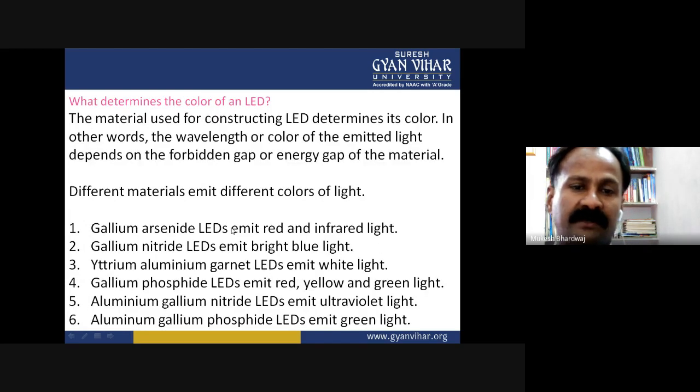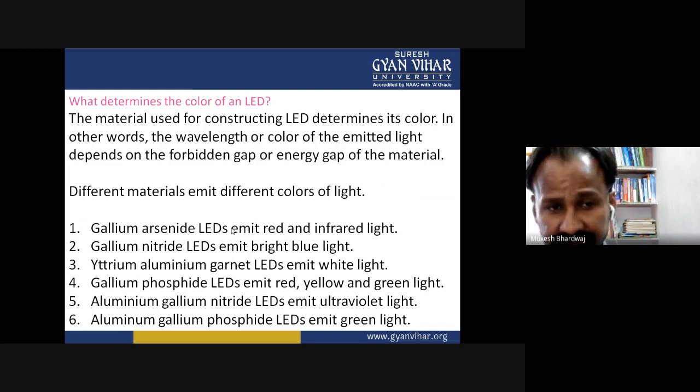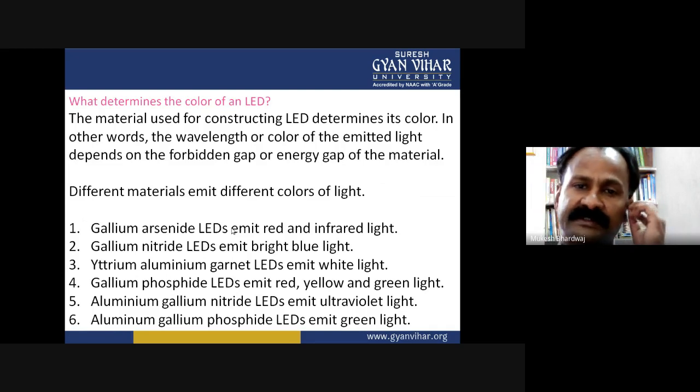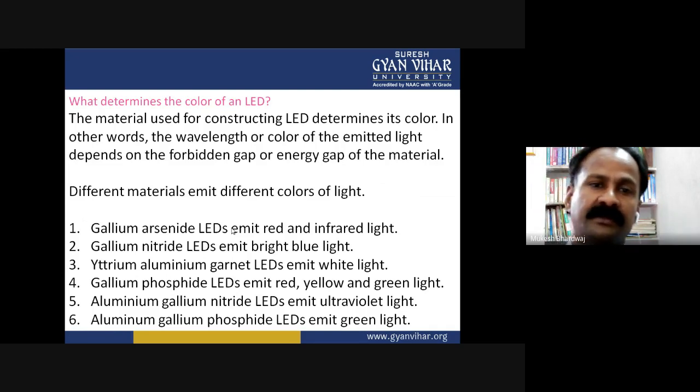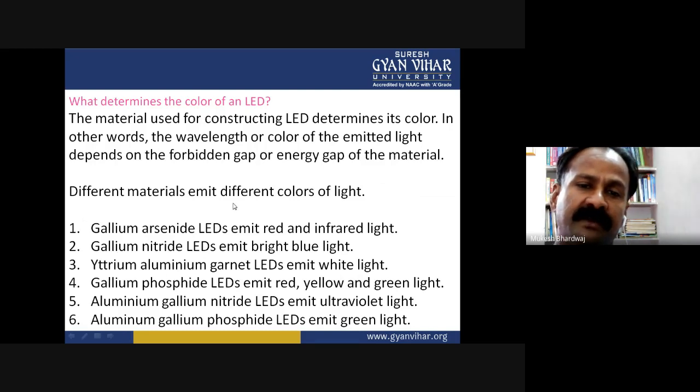What determines the color of an LED? The material used for constructing the LED determines its color. In other words, the wavelength or color of the emitted light depends on the forbidden gap or energy gap of the material. Different materials emit different colors of light.